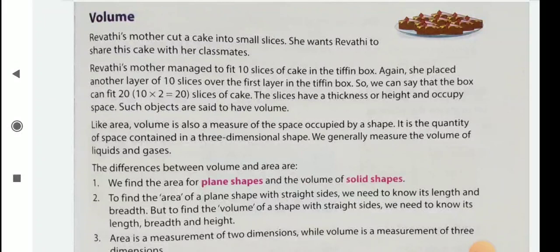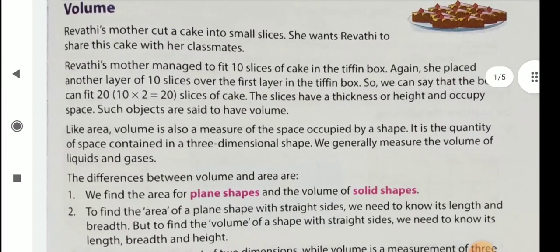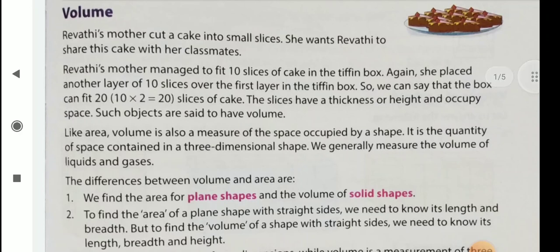Children, today we'll discuss volume. Already we discussed how to find out the perimeter and area. Now we have to see how to find out volume. So children, open your book and see page number 207.